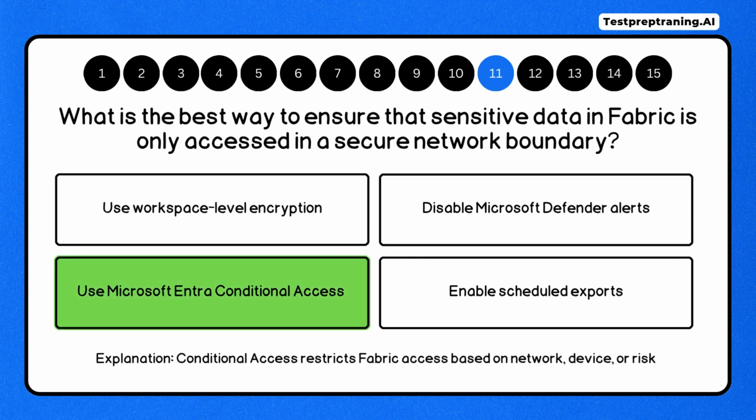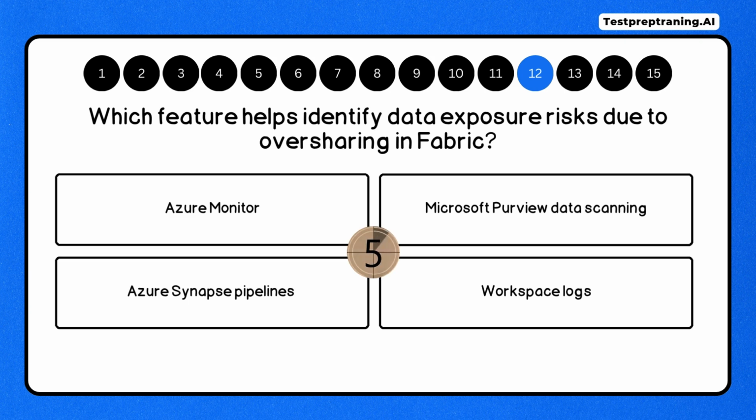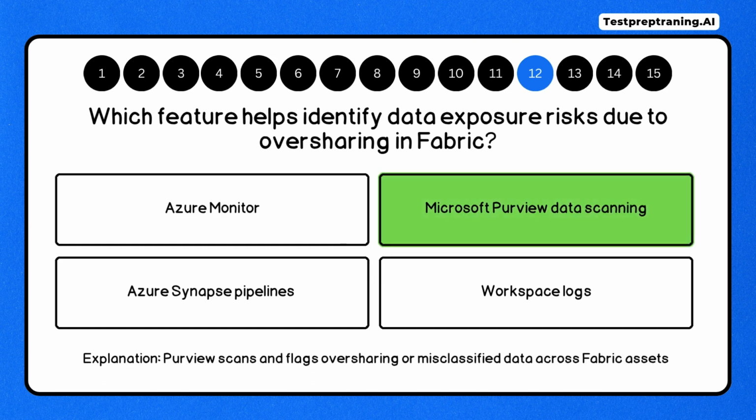Correct answer is use Microsoft Entra Conditional Access, as conditional access restricts Fabric access based on network, device, or risk. Question 12. Which feature helps identify data exposure risks due to oversharing in Fabric? Correct answer is Microsoft Purview data scanning, as Purview scans and flags oversharing or misclassified data across Fabric assets.